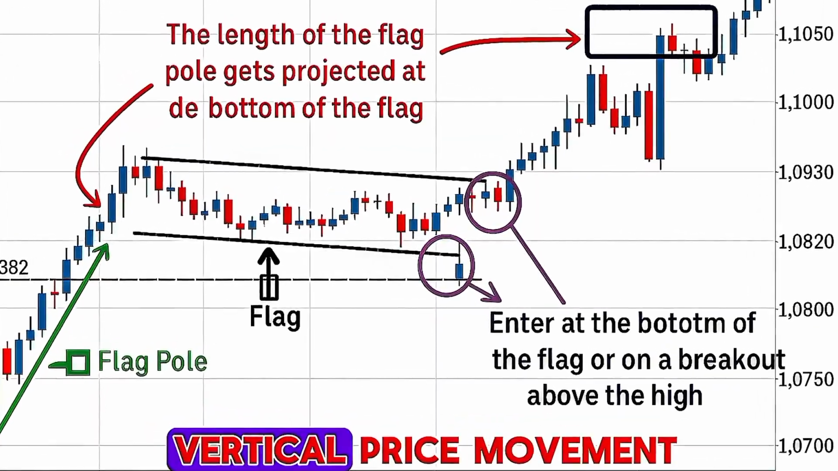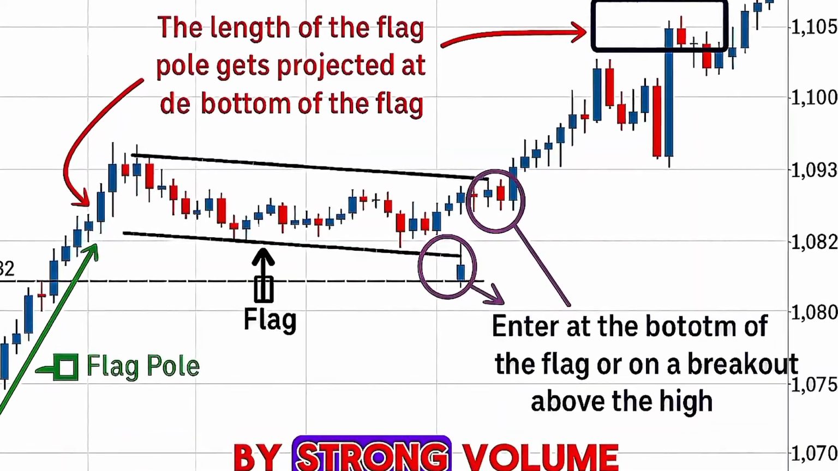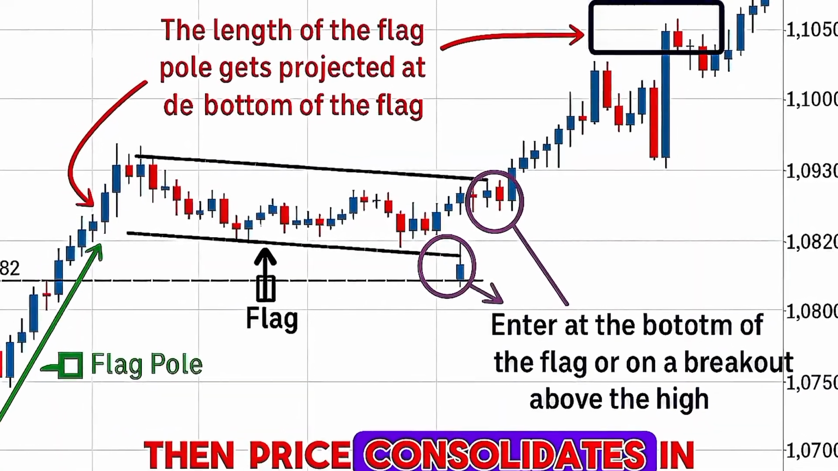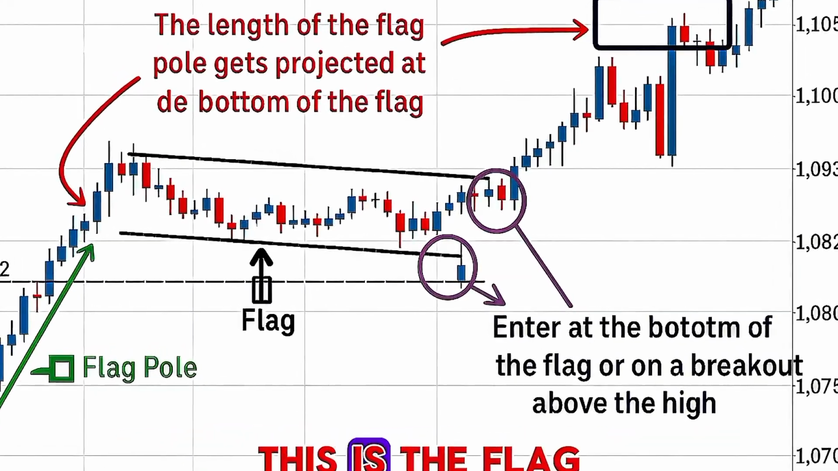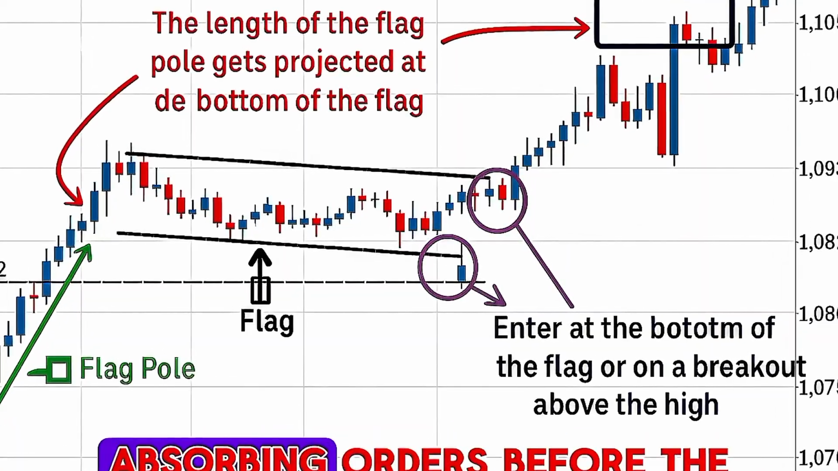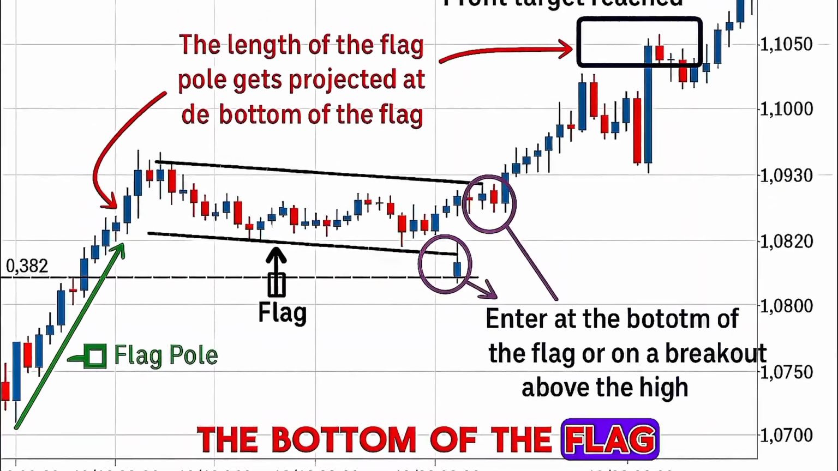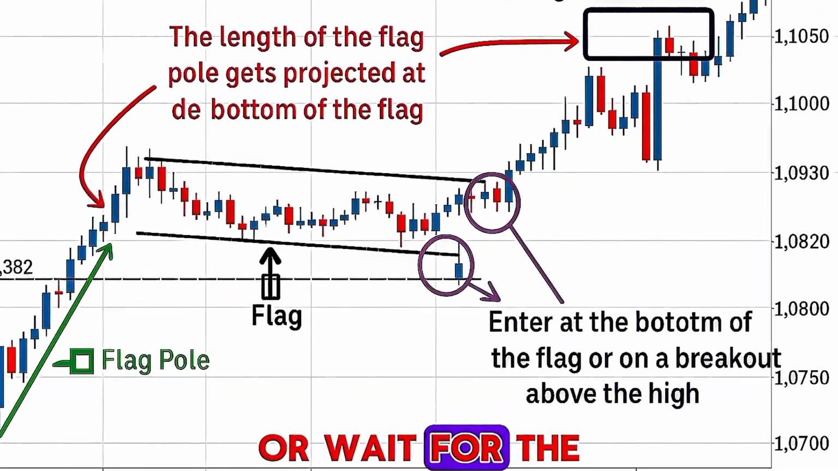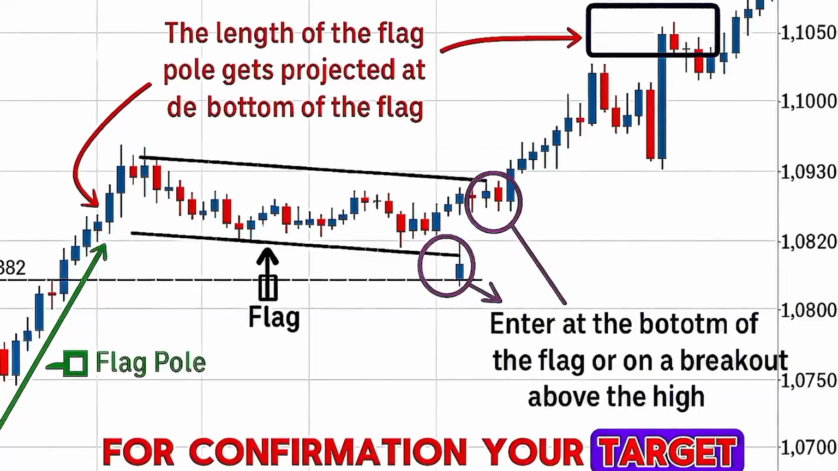It starts with a vertical price movement, forming the flagpole, driven by strong volume. Then price consolidates in a sloping rectangle or channel against the trend. This is the flag. Here, institutions take a breath, absorbing orders before the next move. You enter either at the bottom of the flag for early positioning or wait for the breakout candle above the flag high for confirmation. Your target?